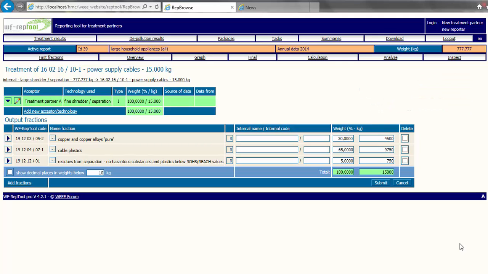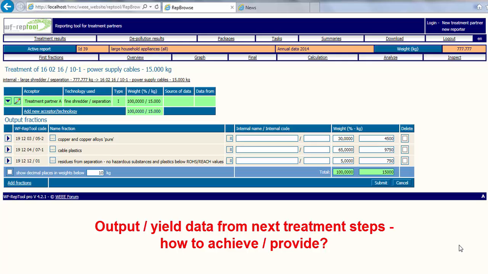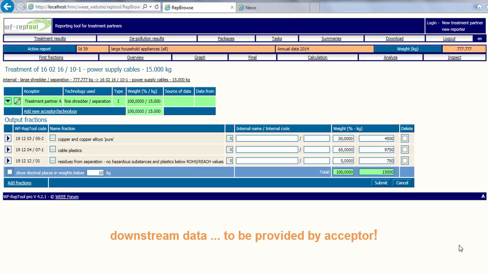The question here is output or yield data from next treatment steps, how to achieve and provide. In general, output or yield data and all following information on the fractions achieved have to be provided by the acceptor of the fraction. You have to ask the acceptor to provide these data, e.g. under the frame of downstream monitoring. As I recommended already in a former video, you shall agree to get downstream data already with agreeing a contract with the acceptor. If you yourself are the next step treatment operator, this question should be answered more easily.